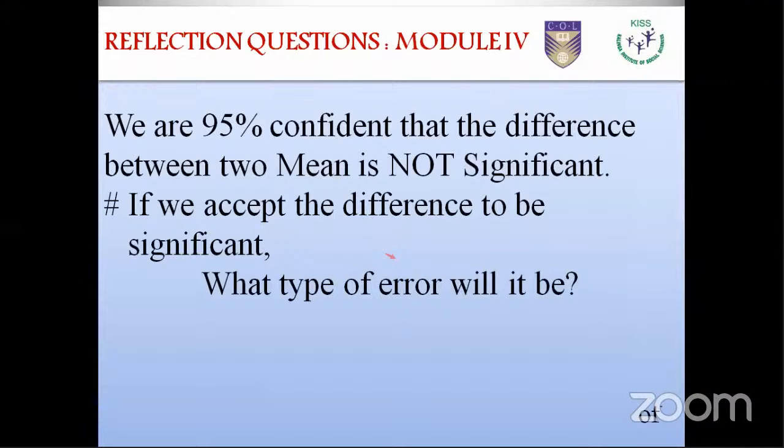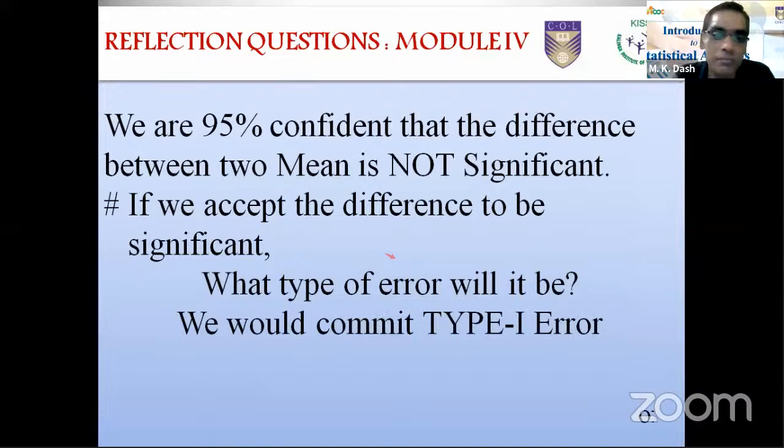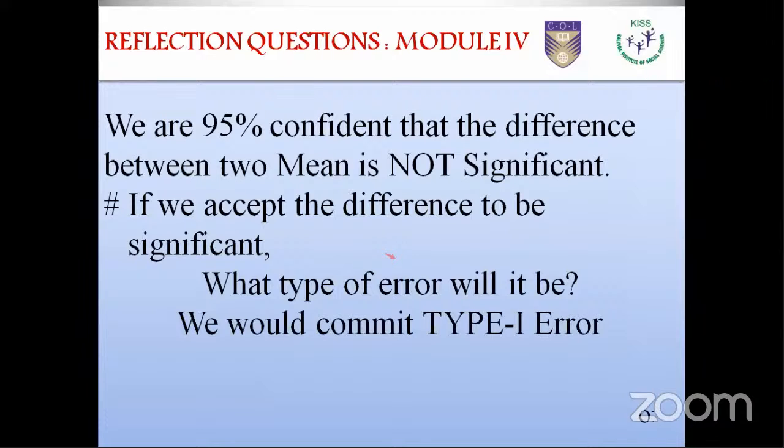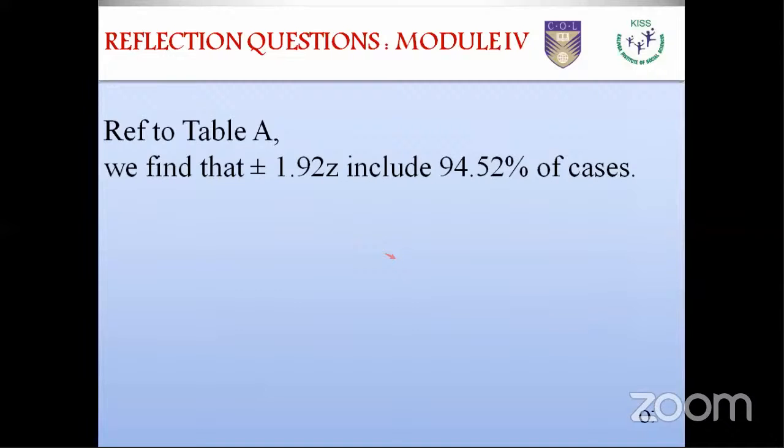Type 1 error. Yes, it is a type 1 error: to accept the difference to be significant. In place of rejecting the hypothesis, if by mistake we are accepting the hypothesis, this is the mistake the researcher used to do. As an investigator, as a researcher, you should not make this mistake. If we are accepting it, then we are making type 1 error. That is alpha error we are making.